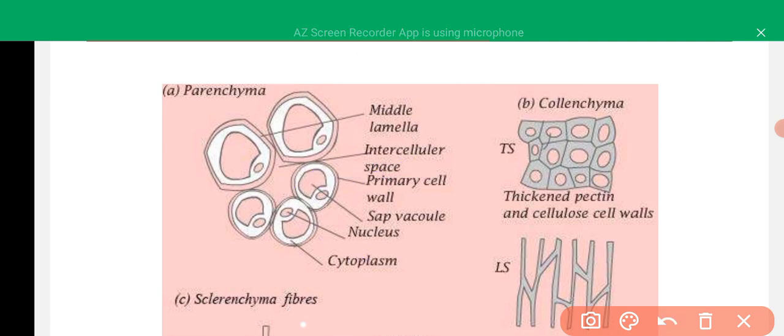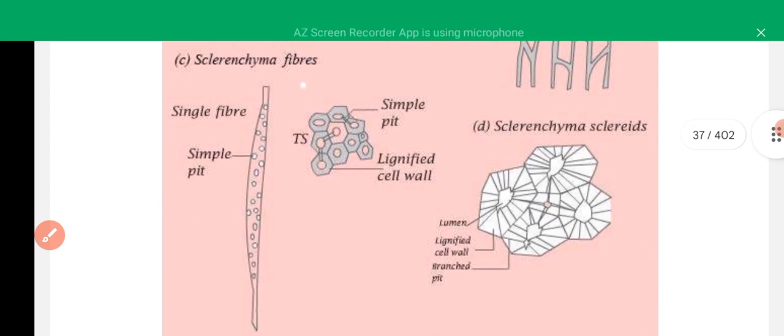Then we will talk about parenchyma cells. Parenchymatous cells, collenchyma cells in transverse section. You know that it is very important for the young plant. Here are the thickened cellulose cell walls. Then we'll talk about sclerenchyma cells.